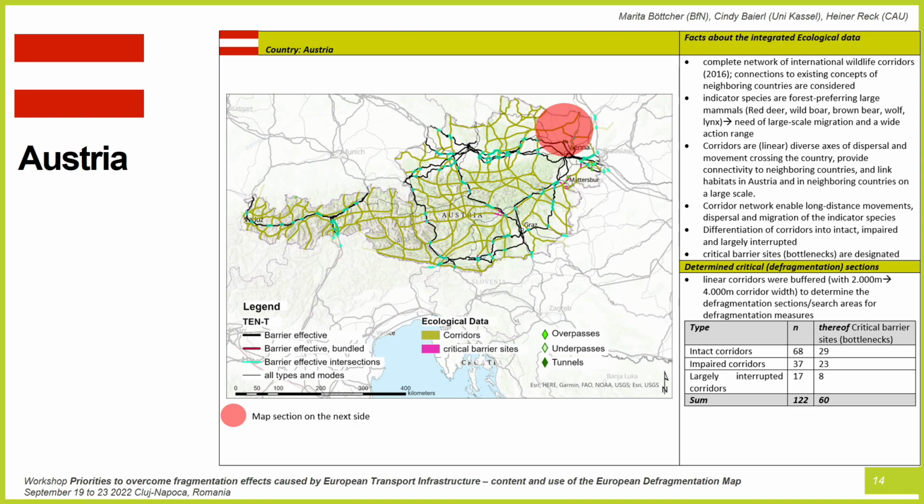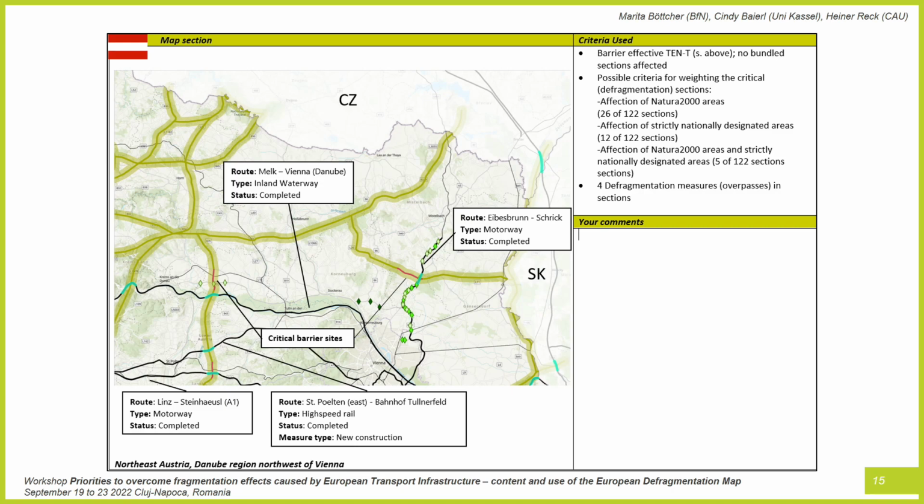Now let's take a closer look to the northeast of Austria. We are in a border situation to Czech Republic and Slovakia. That's the Danube region northwest of Vienna. We have here the Danube going through that area. This is actually an inland waterway in the TEN-T network with a completed status. You can see the area, the focal lines, the linear corridors, and our buffer of 2,000 meters, so that we have a width of 4,000 meters for these corridors.